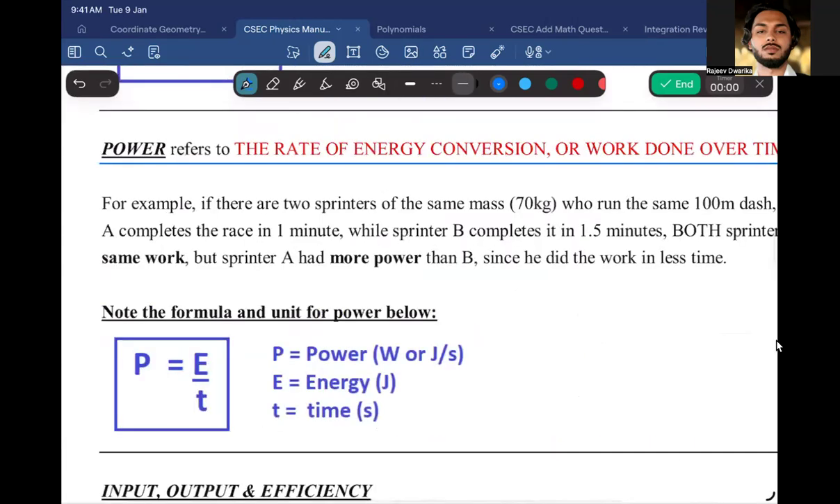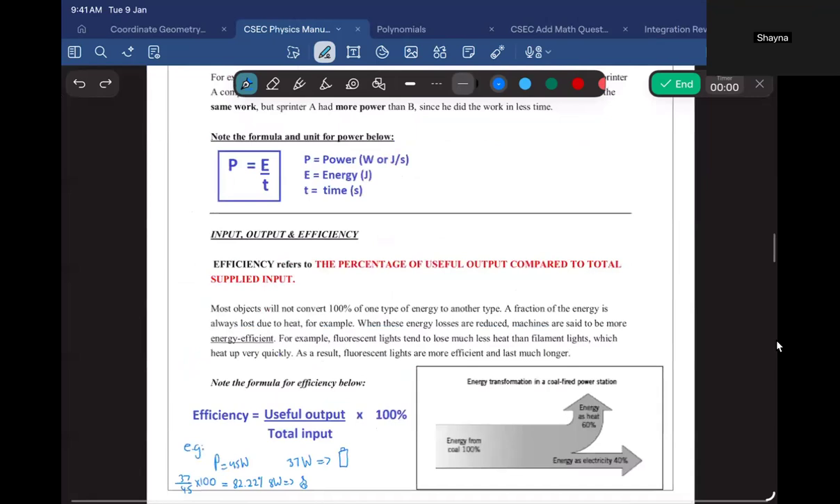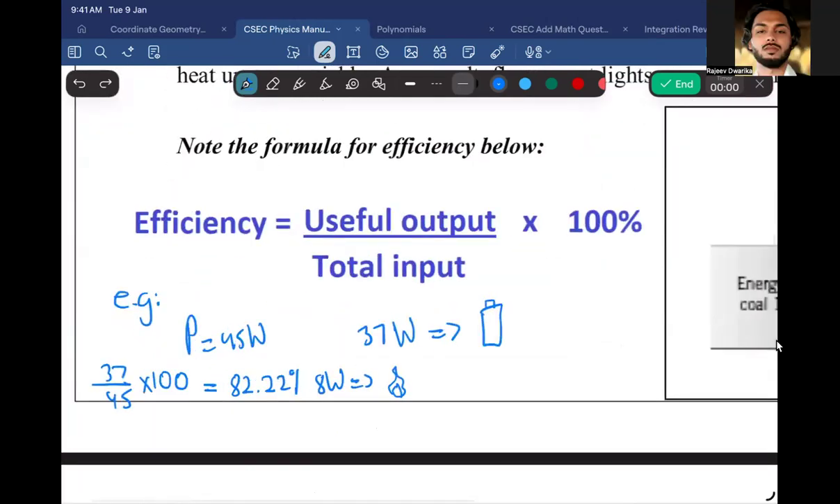And for power, you copy this down too, right? And you wrote the formula. You wrote what P stood for, E stood for, and T stood for. Okay, good. Jada, you understand this concept of efficiency? Yes, I do. Okay, nice.